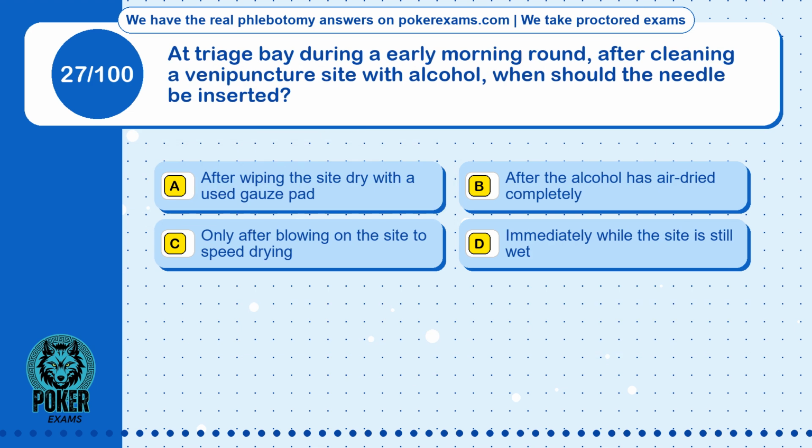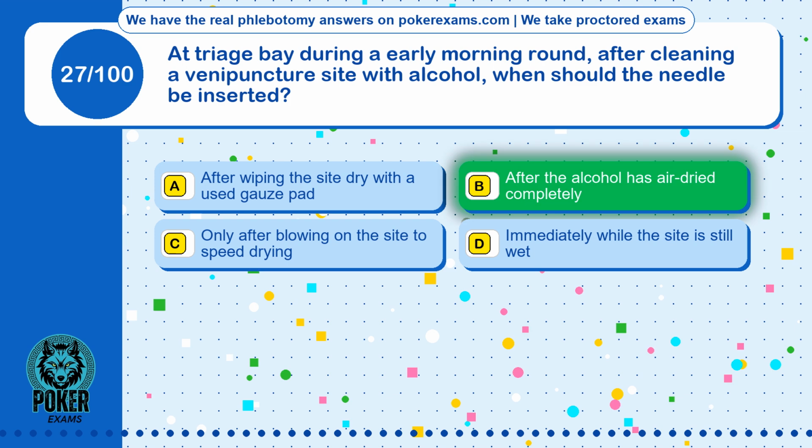Question 27. At triage bay during an early morning round, after cleaning a venipuncture site with alcohol, when should the needle be inserted? Option A. After wiping the site dry with a used gauze pad. Option B. After the alcohol has air dried completely. Option C. Only after blowing on the site to speed drying. Option D. Immediately while the site is still wet.